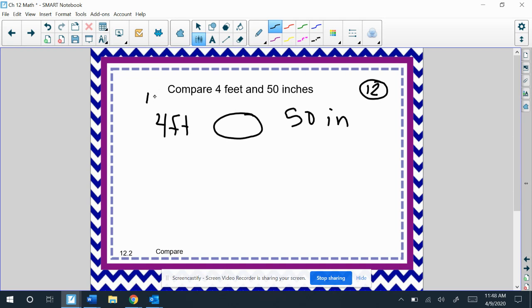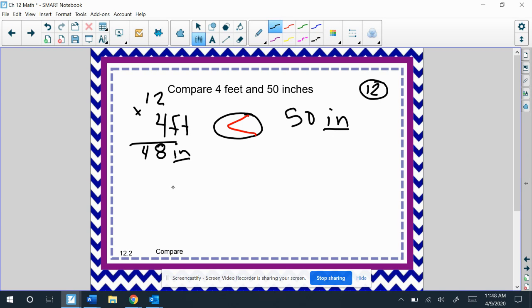So I'm going to multiply 4 times 12. 4 times 2 is 8. 4 times 1 is 4. I now have 48 inches. They are now in the same unit and I can compare. Which one is bigger? 48 inches or 50 inches? Well, 50 is larger, so I'm going to compare like that. I want you to try this one on your own.